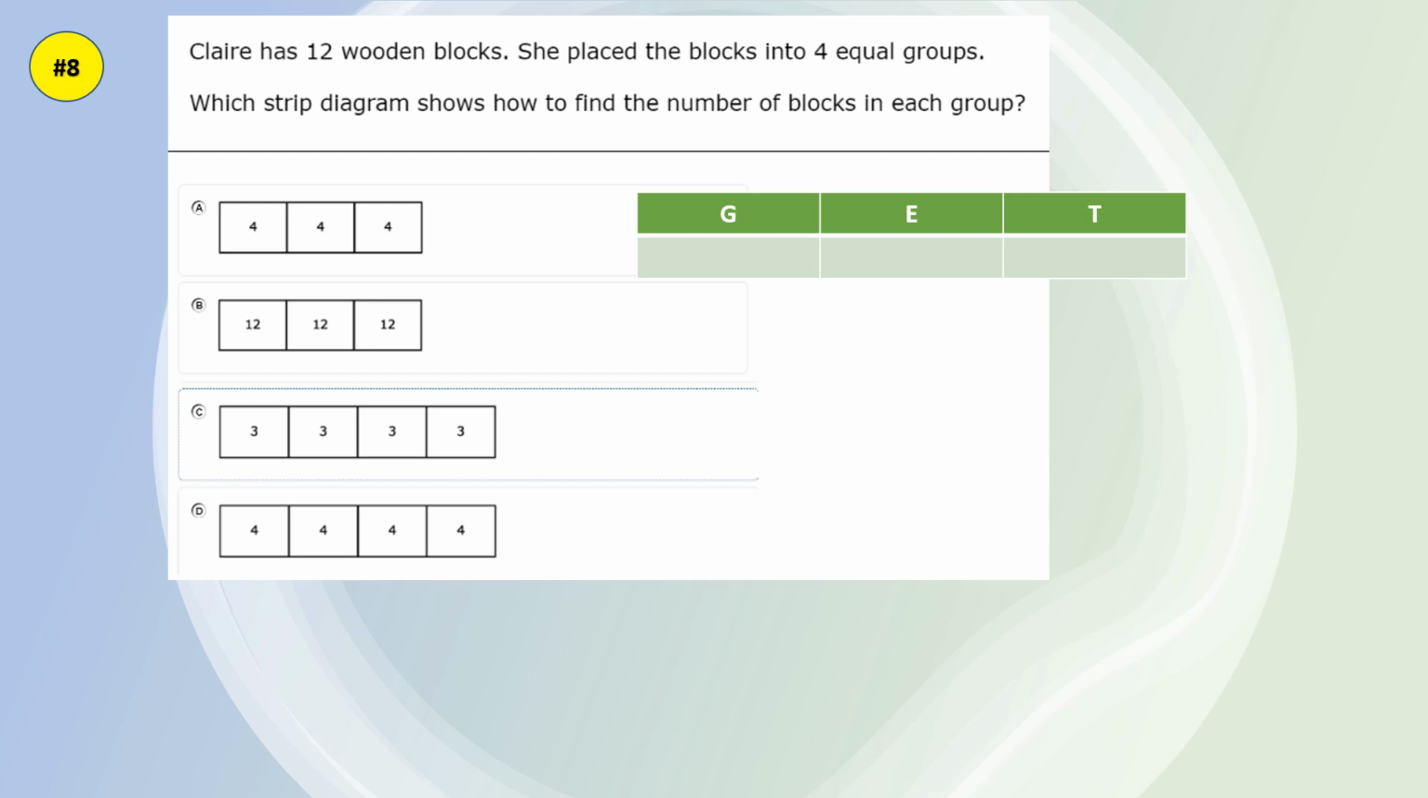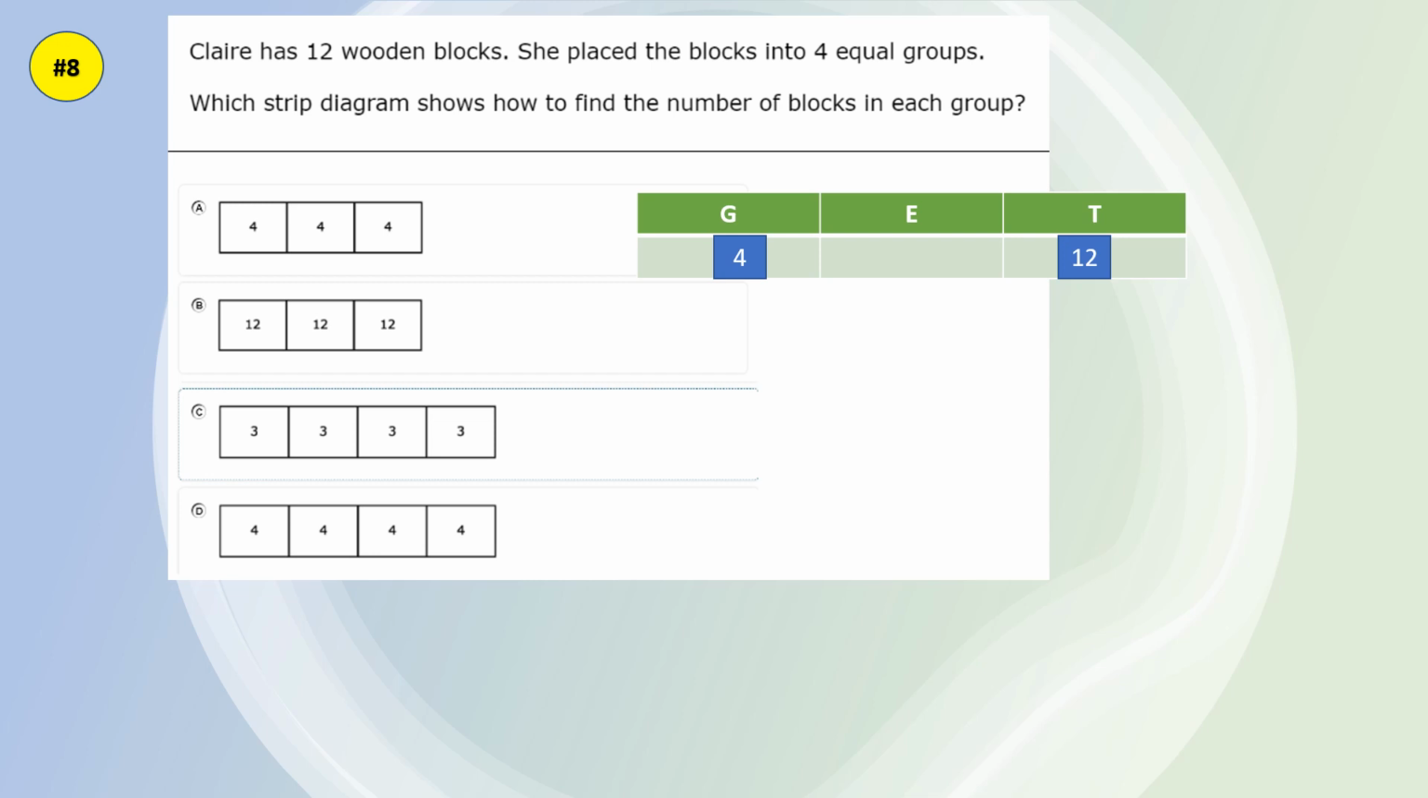And I'm going to create my Get chart, and then I'm going to reread my question because you should be reading word problems at least 3 times. So I'm starting from the beginning again. Claire has 12 wooden blocks. 12 wooden blocks. That sounds like my total. I'm going to write 12 for total. She placed the blocks into 4 equal groups. Well, those are my groups, 4. Which strip diagram shows how to find the number of blocks in each group? So I don't know each, but I'm going to write this as an equation because I might be able to figure out the number that I'm missing if I see it that way.